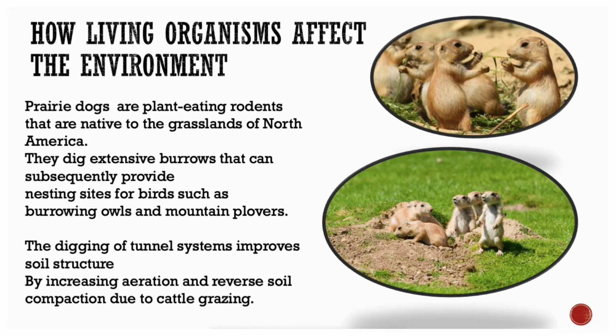Now, how do living organisms affect the environment, and how much evidence is there that living organisms affect the environment? We can take the example of prairie dogs, which are plant-eating rodents native to grasslands. Because they live in burrows, the digging of their tunnel system improves soil structure by increasing aeration and reversing soil compaction due to cattle grazing.